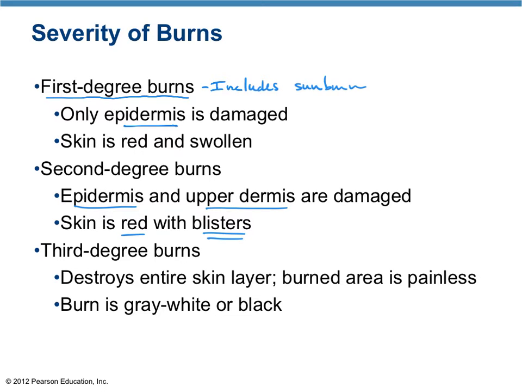First degree and second degree burns can be painful. This is partly because you have a lot of nerve endings in your skin, and when it gets damaged or disrupted, you definitely can feel that. A third degree burn destroys the entire skin layer. Sometimes these have to be repaired with grafts because the skin can't grow back. When a third degree burn occurs, the burned area is actually painless, because most of those nerve endings have been burned completely off. Third degree burns are gray or white or black. They don't have this reddish color any longer because there's been so much tissue damage.